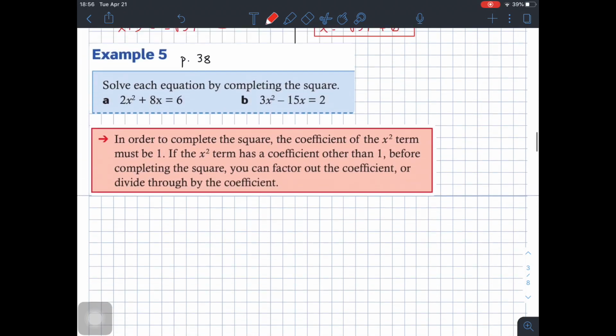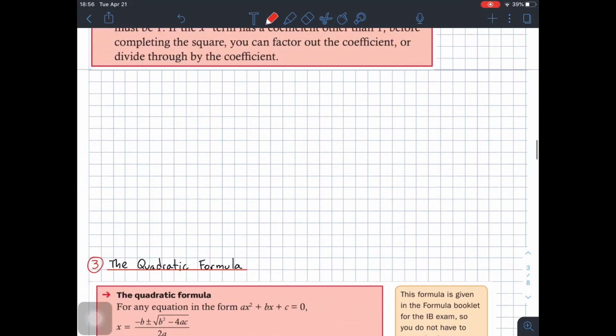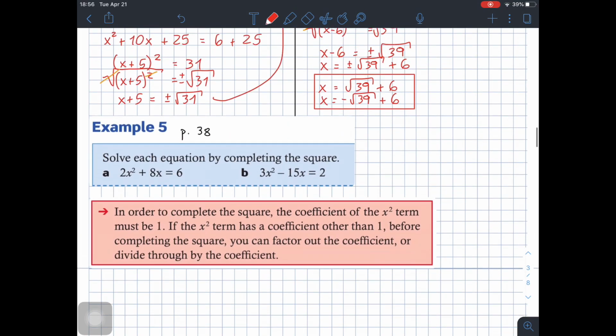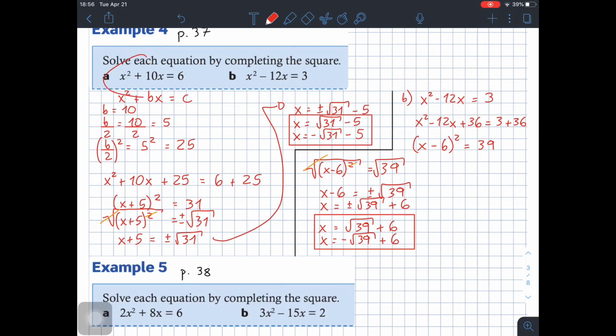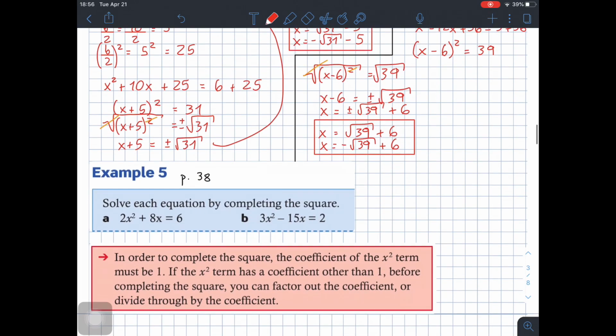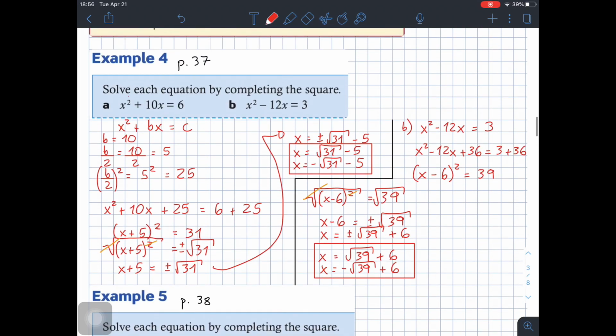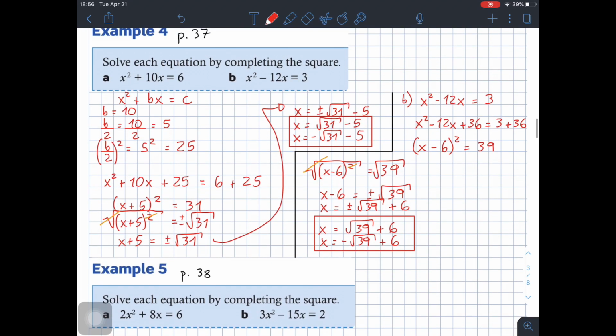Finally, we're going to see two last cases, and then we're going to leave the other two methods for the next class. We're going to see these two cases, which are a little bit more complicated than these first two we did. And we're going to see how to apply the same method, completing the square, but to solve this type of equations, okay? So it says, solve each equation by completing the square. Do you notice a difference between this exercise and the previous one? The difference is that now the coefficient in front of the x squared is not 1 as it was, but rather it is a number different from 1, right?